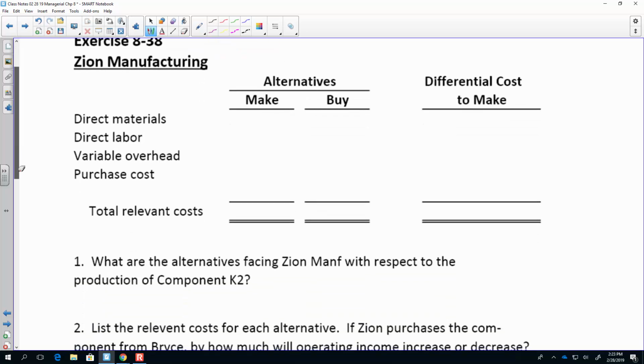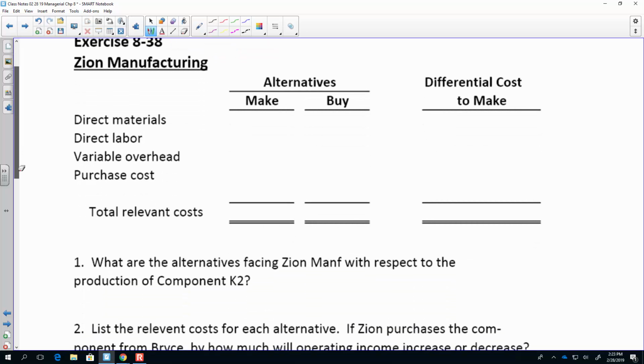So I'm going to put that here. Does everybody find this in your packet? Does everybody have it? I'm going to put right here the $25 buy. And that's all there is in that column. So alternatively, we can buy it for 25 bucks.